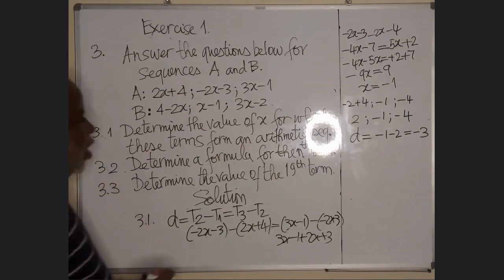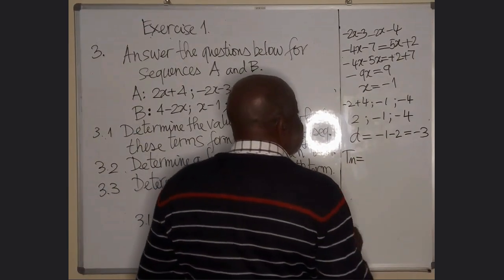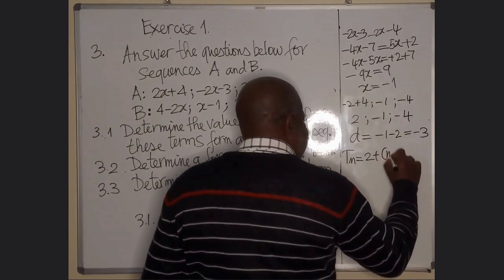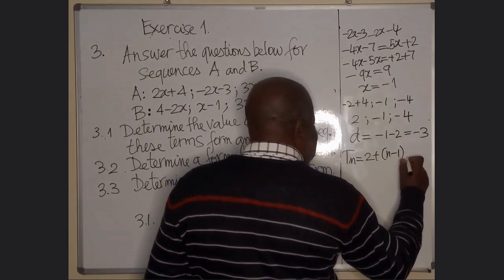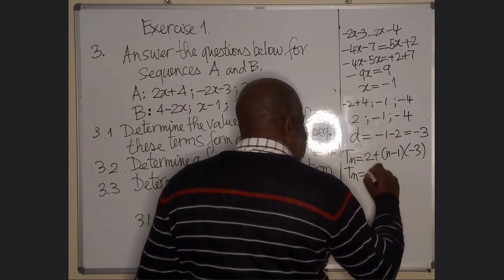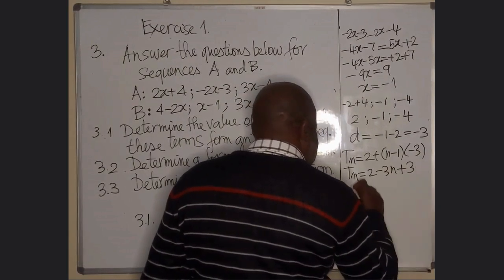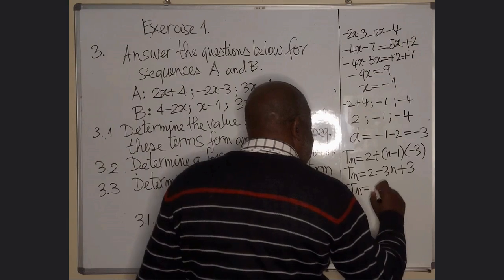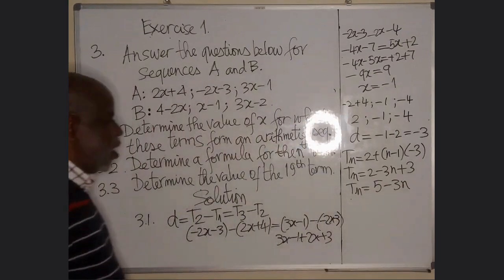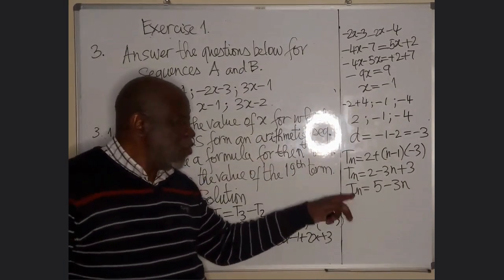The formula for the nth term, Tn, will be equal to, the first term is 2 plus n minus 1 multiplied by the common difference. Tn will be equal to 2 minus 3n plus 3. So Tn will be equal to 5 minus 3n. This is the formula for the nth term.